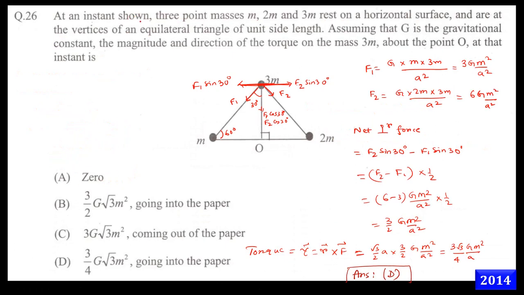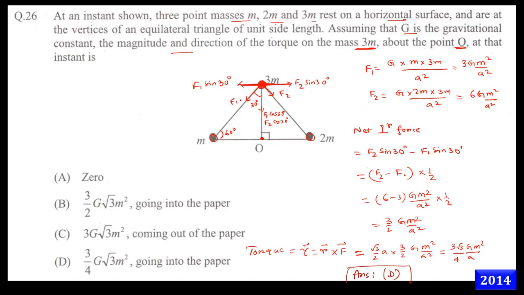Next question says: at an instant, three point masses m, 2m, 3m rest on a horizontal surface at the vertices of an equilateral triangle of unit side length. Assuming g is the gravitational constant, find the magnitude and direction of the torque on mass 3m about this point O at this instant. So you need to find the torque. That means you need to find the net force on this particle and the perpendicular distance.